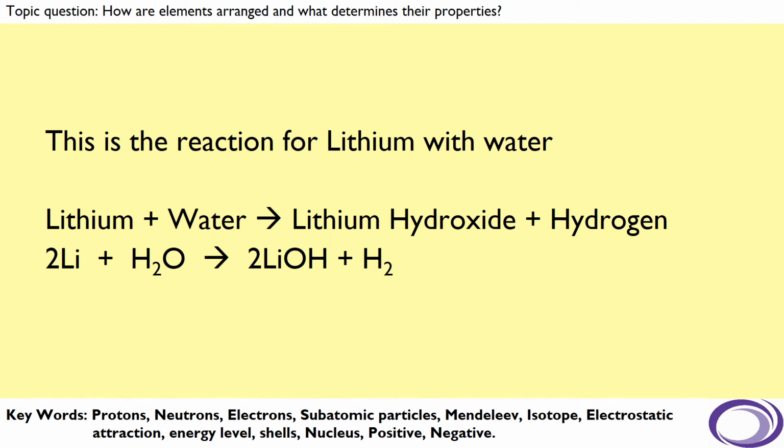If I was to change the metal in this reaction, then if it's a group 1 metal, it will react in a similar way. So if it was sodium reacting with water, I would form sodium hydroxide and hydrogen. If it was potassium and water, I would form potassium hydroxide and hydrogen.